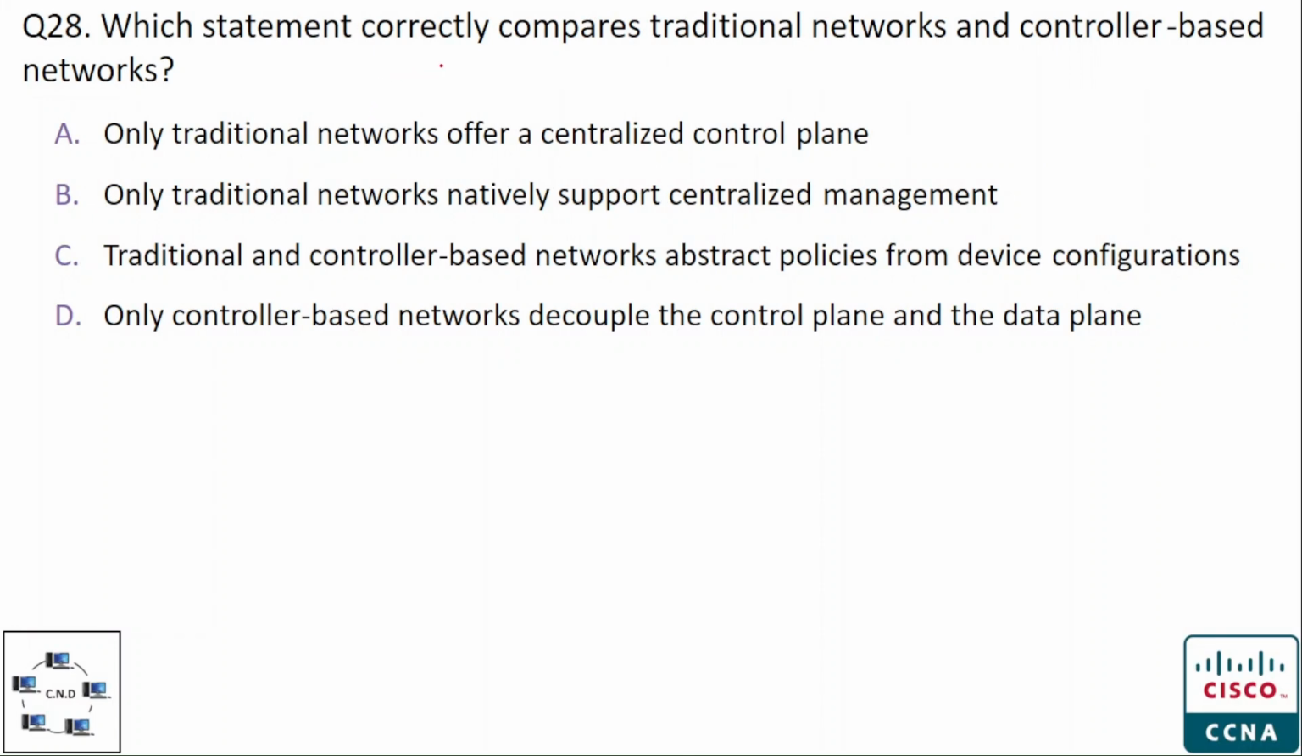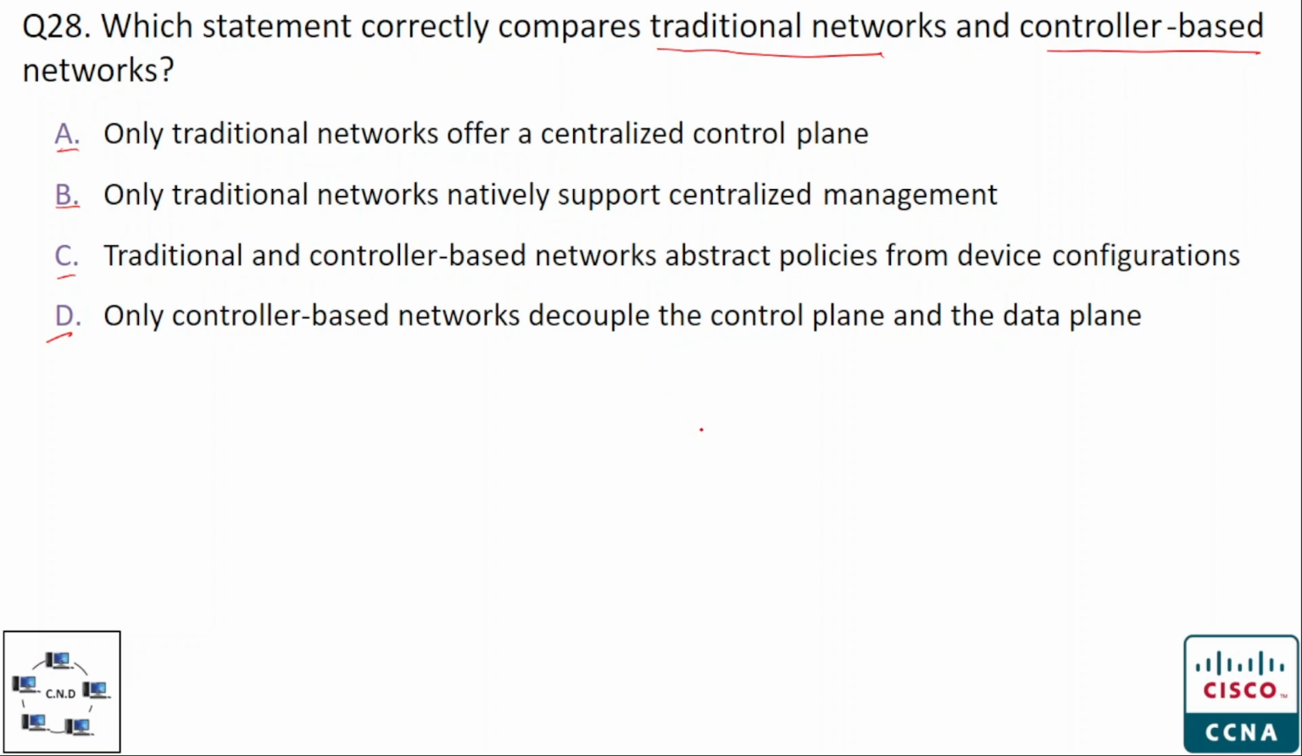Question number 28. Which statement correctly compares traditional networks and controller-based networks? Traditional or legacy network and controller-based network are basically referring to SDN, software-defined networking. And the options are option A, only traditional network offers a centralized control plane. Option B, only traditional network natively supports centralized management. Option C, traditional and controller-based networks abstract policies from device configuration. And option D, only controller-based networks decouple the control plane and the data plane.